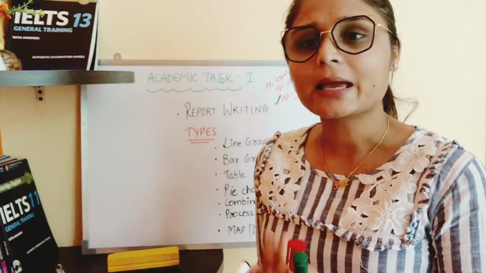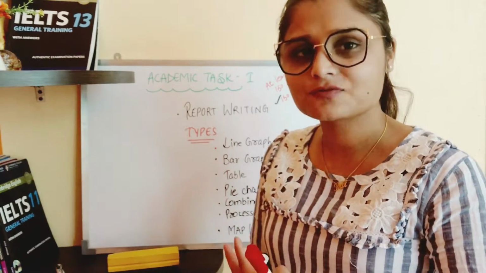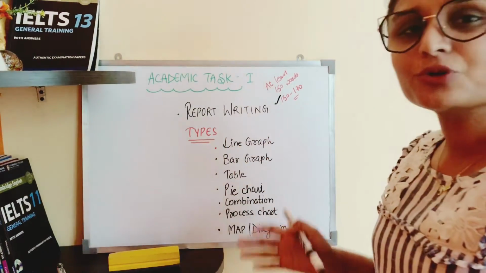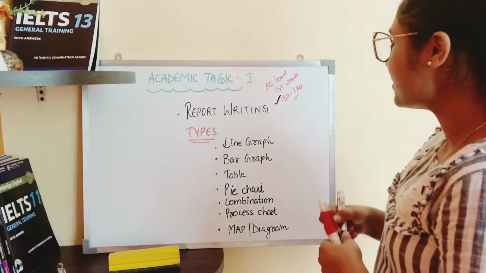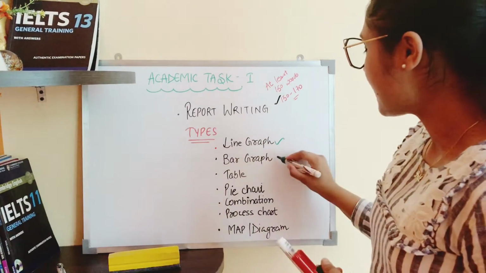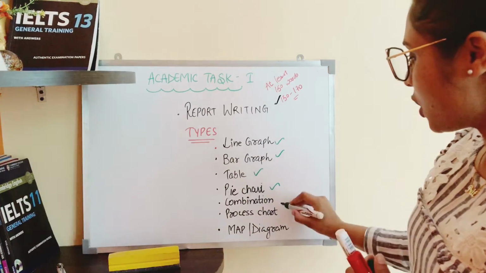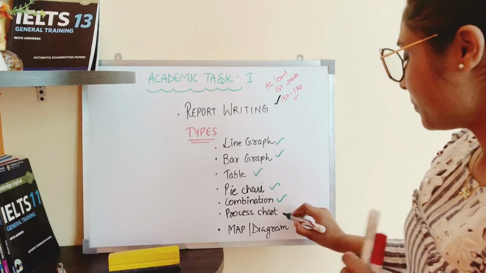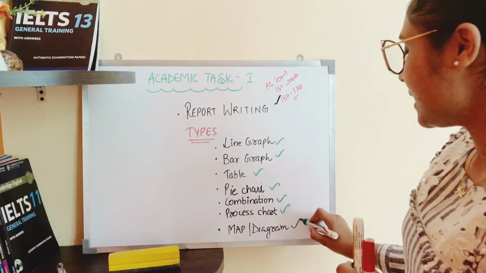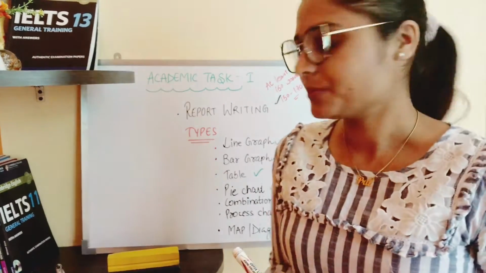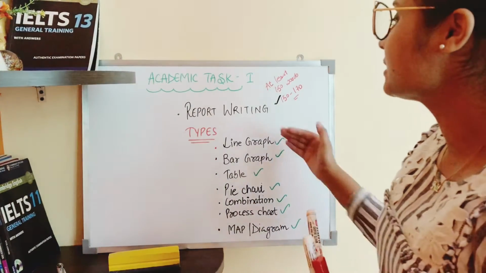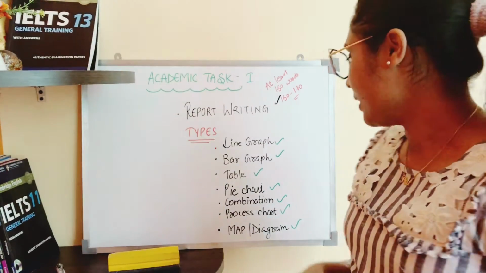The surveys can be done in various forms. So these are the types of academic task 1. First we have line graph, bar graph, table, pie chart, combination of these, process chart, as well as your map or diagram. So these are the basic types of academic task 1.